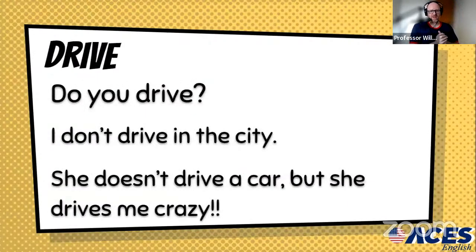Drive. Do you drive? I don't drive in the city. So we have literally drive, which is dirigir. We have drive, which is impulsionar. Esses dias agora, drive views, impulsionar visualizações. So like social media type stuff. We have drive.